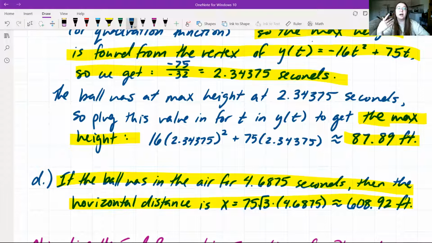So once you know how long the ball was in the air for, so the vertical calculation of time, then you can go ahead, plug that value of time into your horizontal distance equation, which is x in this case, to find how far it traveled horizontally.